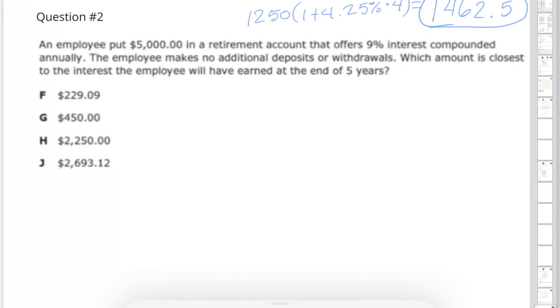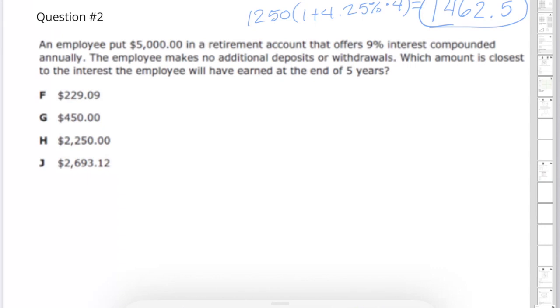All right, so reading the question, it says an employee puts $5,000 in a retirement account that offers 9% interest compounded annually. The employee makes no additional deposits or withdrawals. Which amount is closest to the interest the employee will have earned at the end of 5 years? Okay, that was a lot, but there was a lot of good information in there. So let's go ahead and circle some keywords that we notice in there.